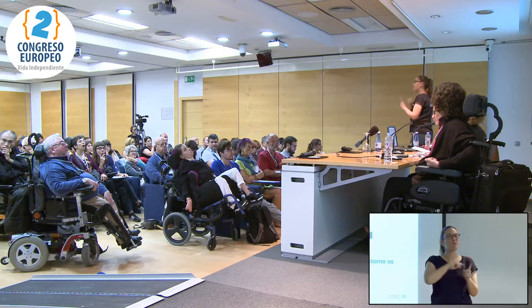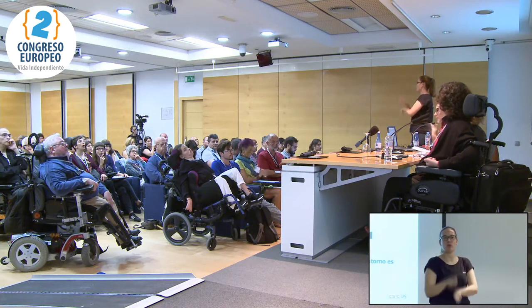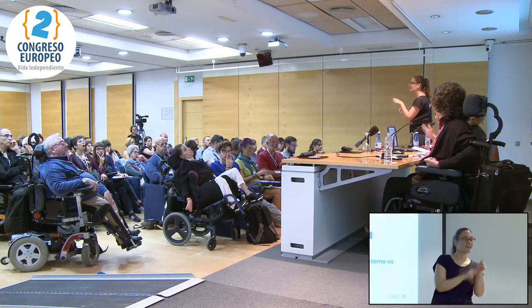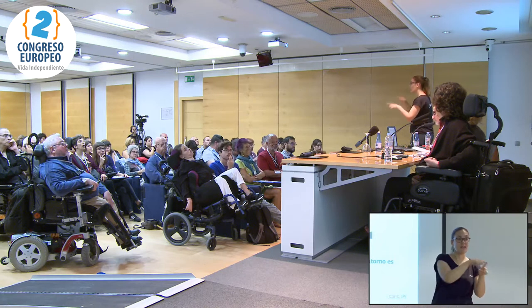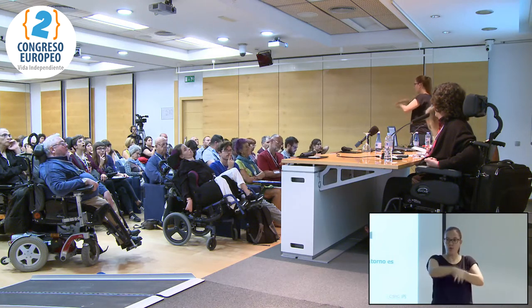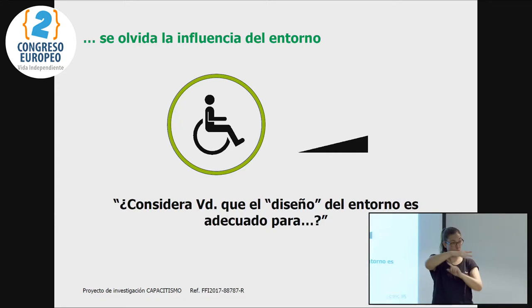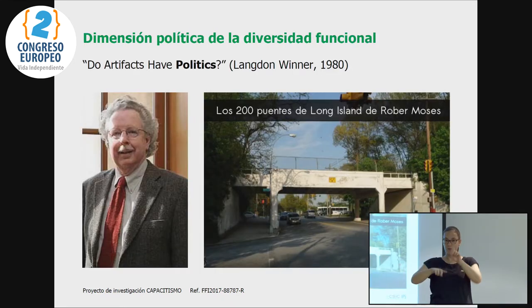And we should be in favor of another type of question, not, are you able to do such and such a thing, because we are forgetting the influence of the surroundings, but do you think that the design of these surroundings is suitable for such and such a thing? We need to see the relationship of the body and the surroundings through the corresponding designs. Now let's go on to the third dimension of functional diversity. This is the political dimension.